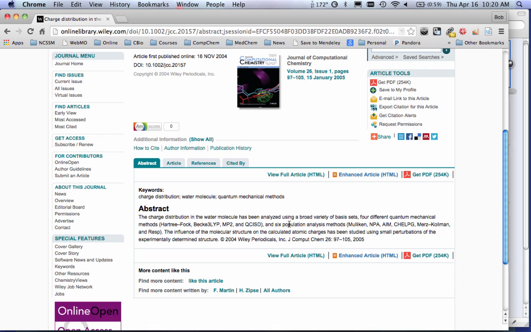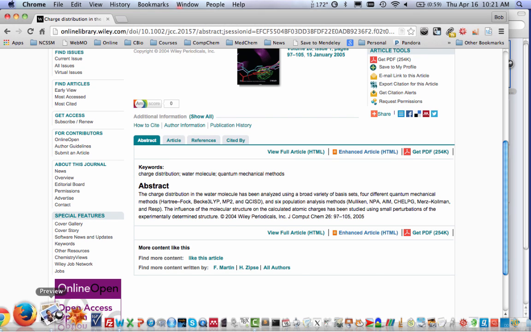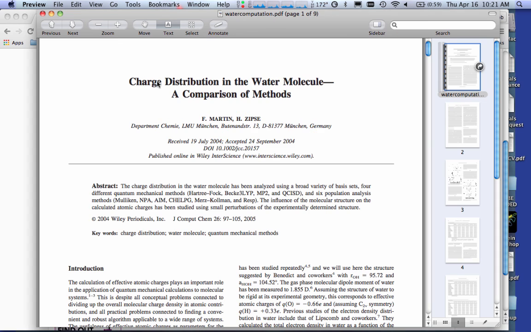And combine that with 6 different what they call population analysis, and I care about that because I care about what is the population of electrons in these structures. And so this looks like a really good article. So to save time, I already went and got that article, so here it is.